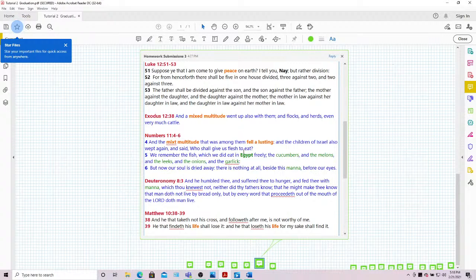So instead of the manna, you want flesh. "We remember the fish which we did eat in Egypt freely." So all of this fleshly food, the cucumbers and the melons and the leeks, and the onions and the garlic. That's the stuff that they were lusting after. "But now our soul is dried away. There is nothing at all beside this manna before our eyes."